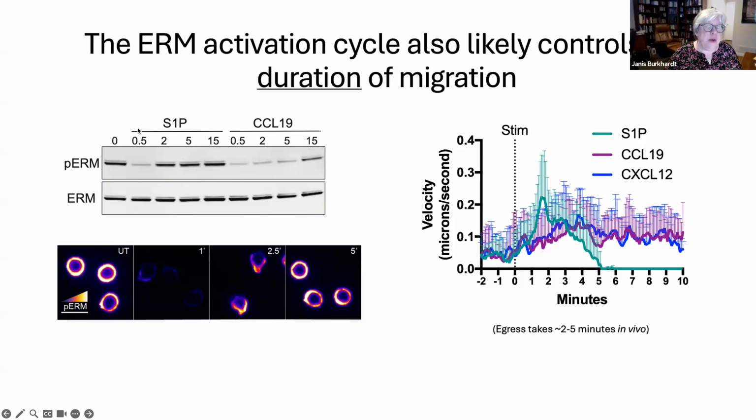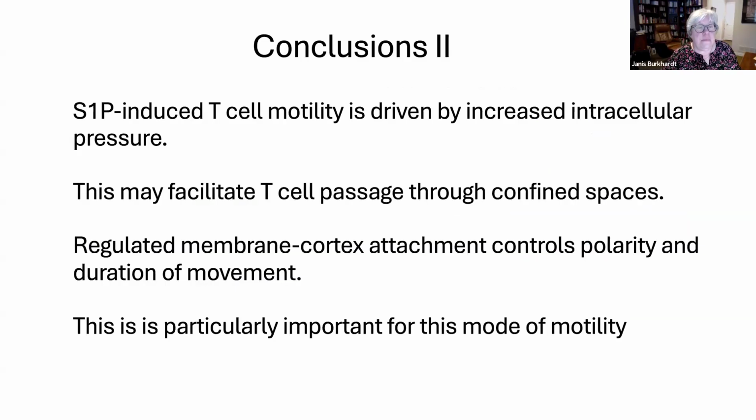One reason is probably, and we have some evidence to support this, that the S1P receptor is downregulated much faster, so the active signaling is turned off faster, and that lets the whole system recover more quickly. But I suspect there's more to it. So in this part of the talk, I've just told you that S1P-induced motility is driven by increased intracellular pressure, and we think that this is important for allowing T cells to move through confined spaces and small openings like the ones that they see when they're leaving lymphoid organs.